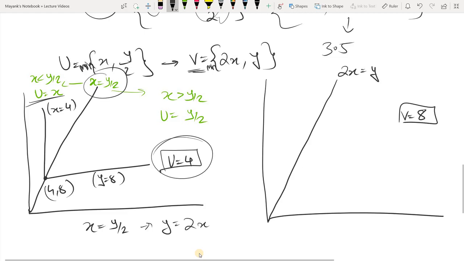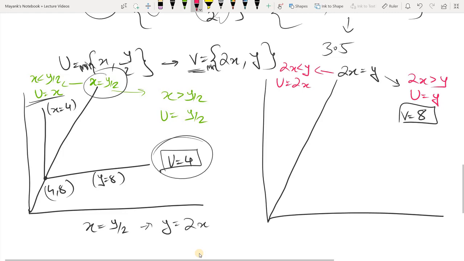Okay. So here's what I need to do. 2x equals to y. So this part is your 2x greater than y, so utility equals to y. This part is 2x less than y, so utility equals to 2x.